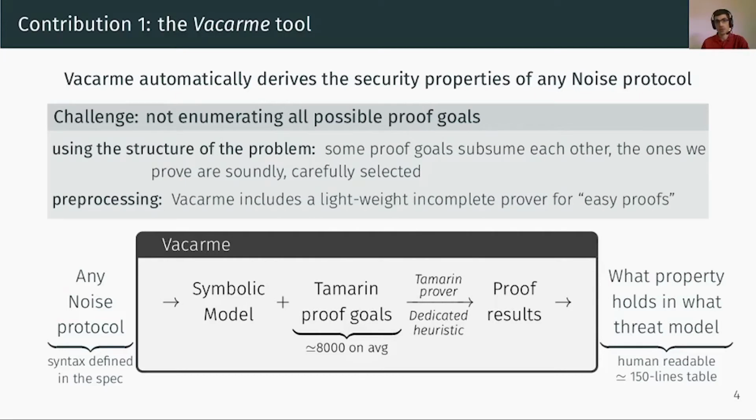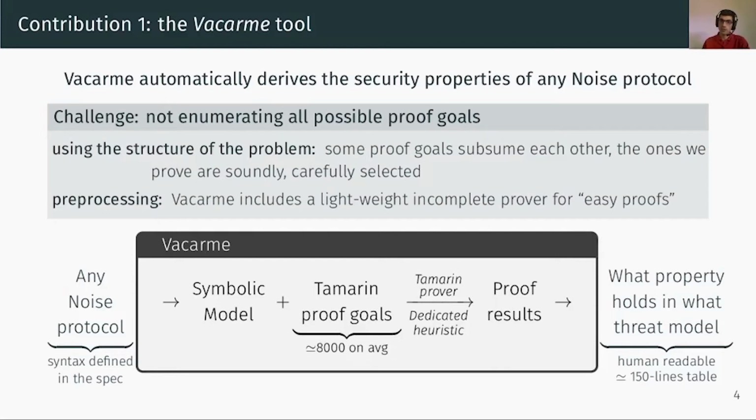Then we can do some preprocessing. We designed a small and very incomplete prover inside Vacarme. It can do the easy proofs and lets us use Tamarin only for the harder proofs. Put together, here is a high-level summary of what Vacarme does. The input is any Noise protocol. You have to specify it in the way prescribed by the Noise specification.